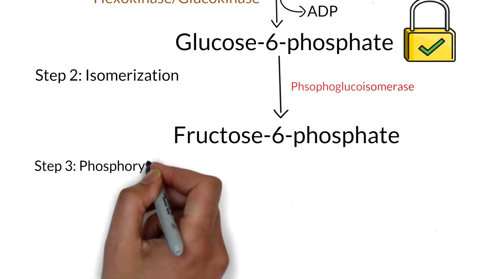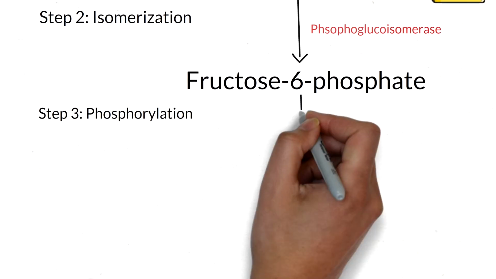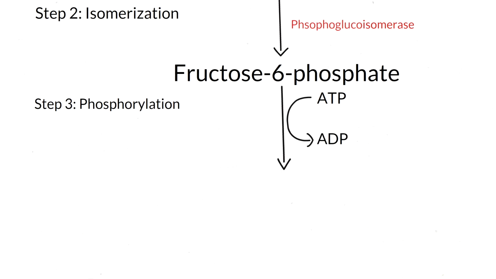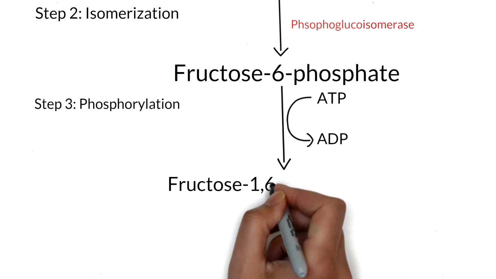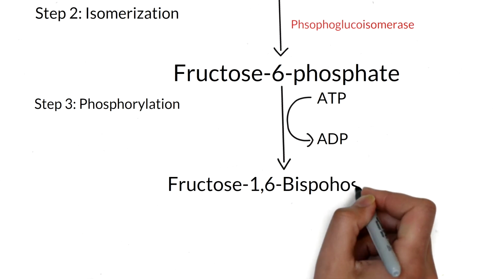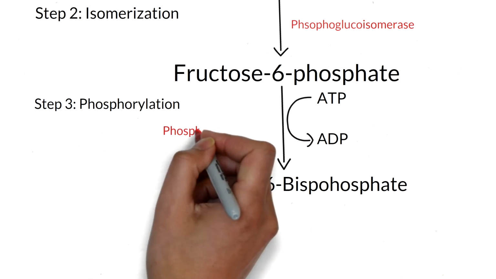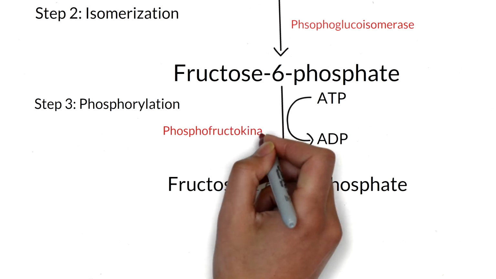In step 3, another phosphate group is added, and energy again is consumed. This phosphorylation prepares the molecule for cleavage. The phosphate stripped off from ATP will produce fructose 1,6-bisphosphate. An easy way to remember this molecule is that phosphorylation in step 3 adds the phosphate on carbon 1, and because of that, now the molecule has 2 phosphate groups, represented in the nomenclature by the prefix bis. This process is catalyzed by phosphofructokinase.